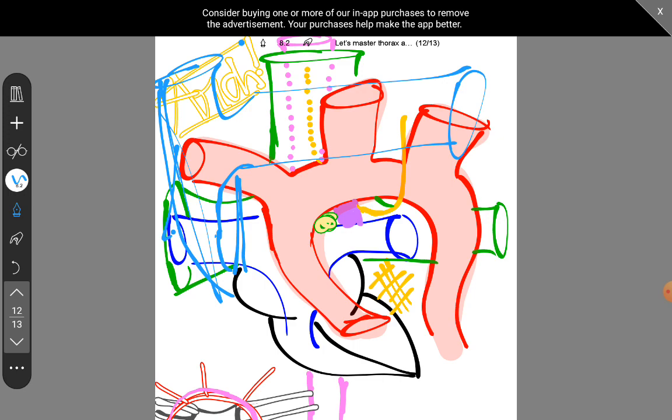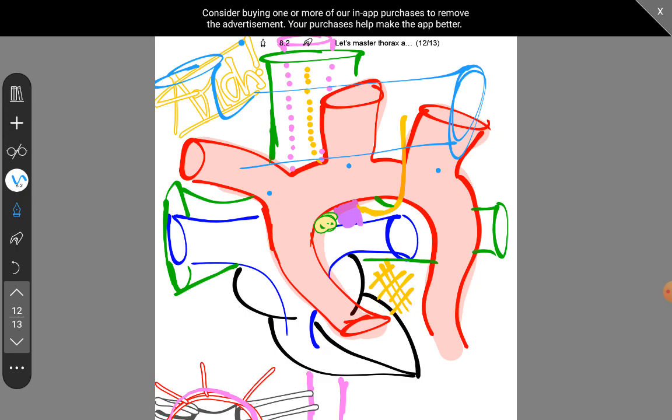So again, that's the left brachiocephalic vein, which unites with the right brachiocephalic vein, giving me the superior vena cava, which pours into the right atrium. Forget about that. So again, the left brachiocephalic vein goes on the upper border, along with the origin of the three main branches.